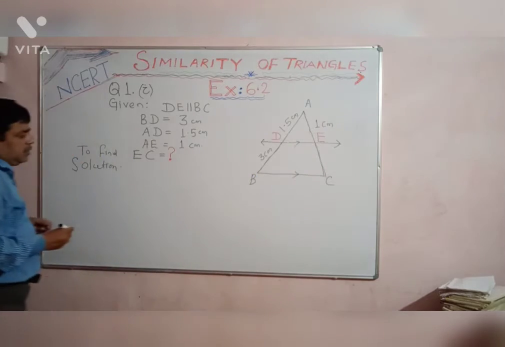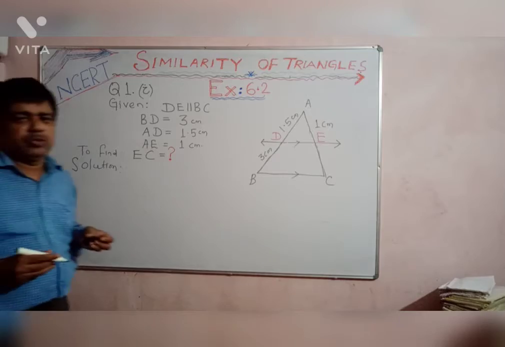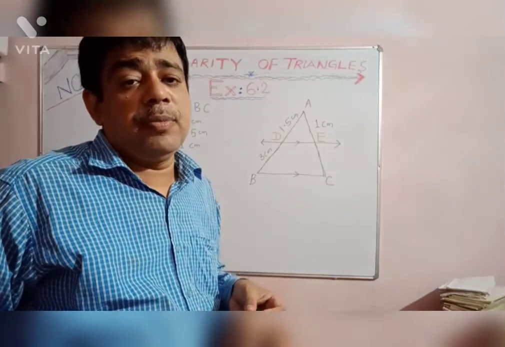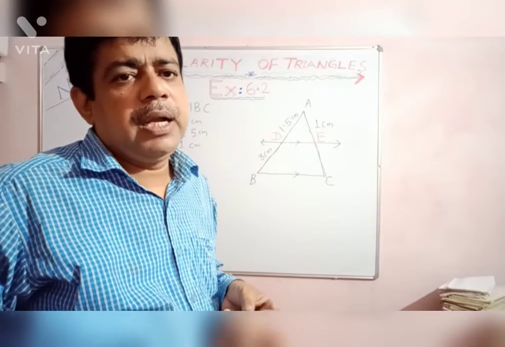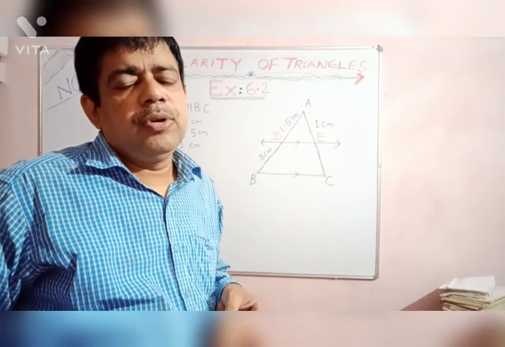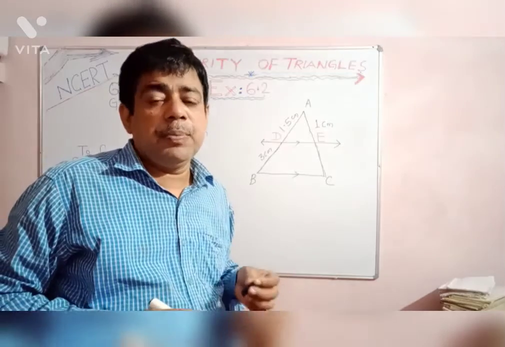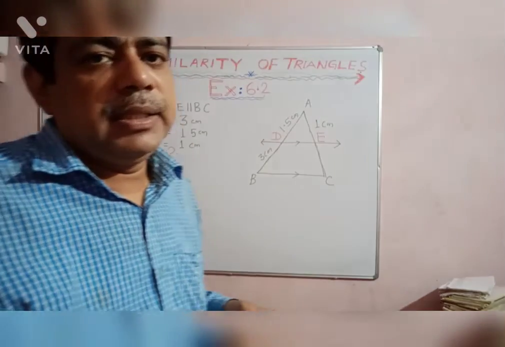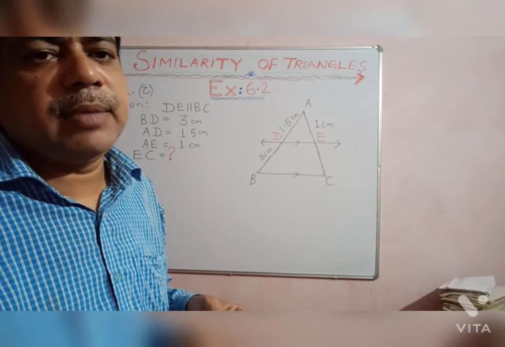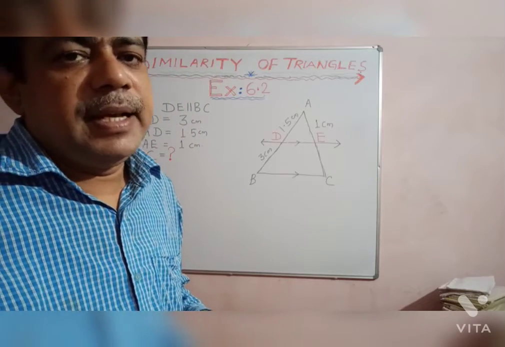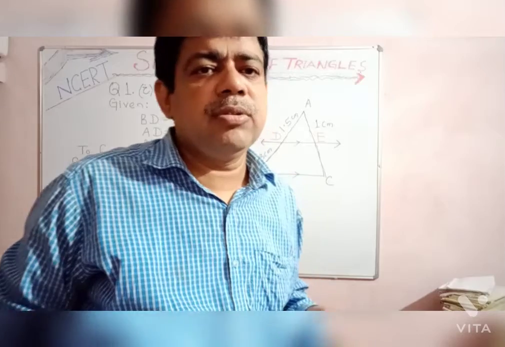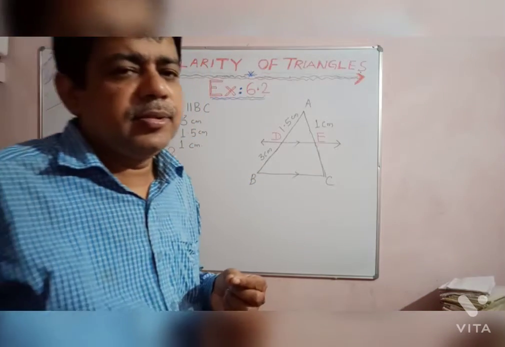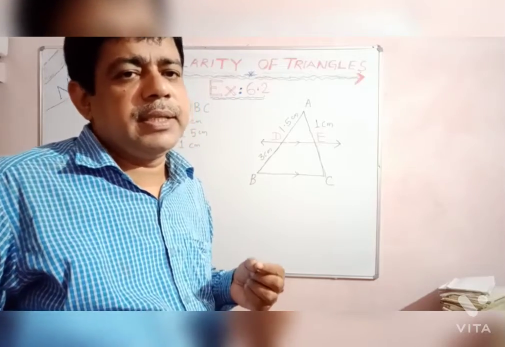And according to the basic proportionality theorem, as all of you know, if a line is drawn parallel to one side of a triangle, it intersects the other two sides in the same ratio. Yes or no? This is the Thales theorem. A line drawn parallel to one side of a triangle intersects the other two sides in the same ratio.